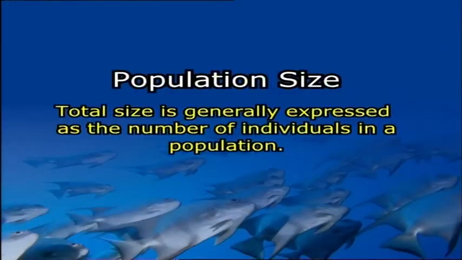Every population has a specific size and specific geographical boundaries. Total size is generally expressed as the number of individuals in a population. Population size increases and decreases over time. There are factors such as resource availability, competition, parasitism, predation, climate, etc. that usually operate in an ecosystem to keep populations within certain boundaries.